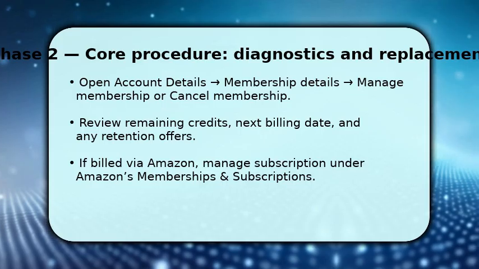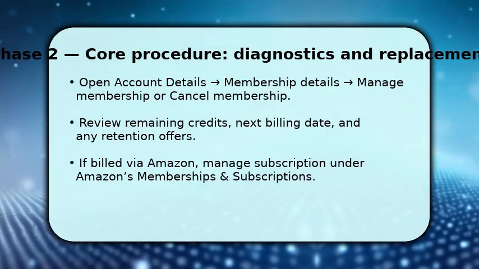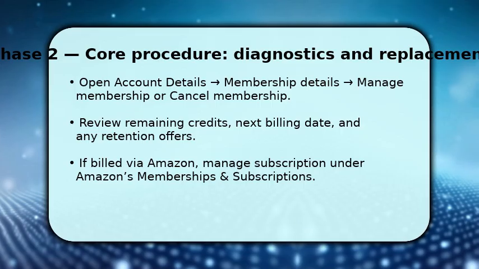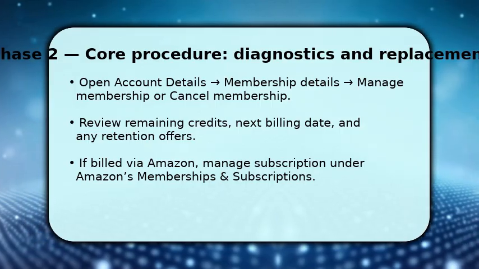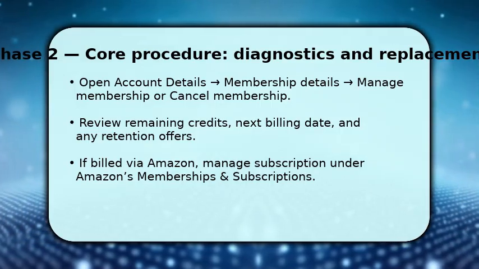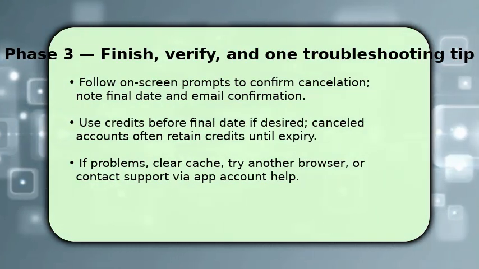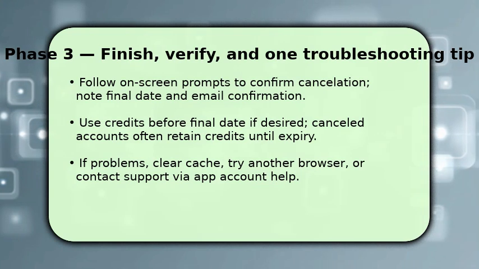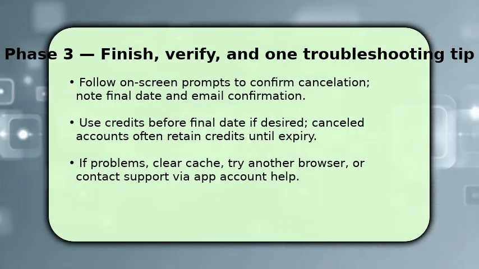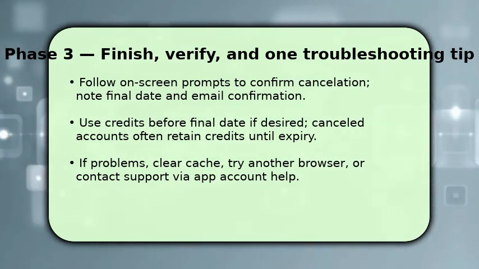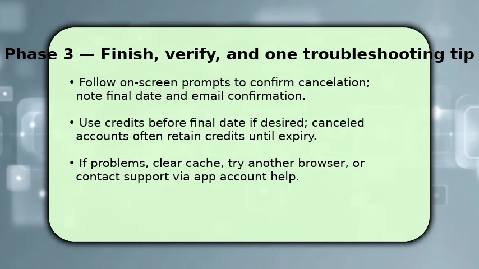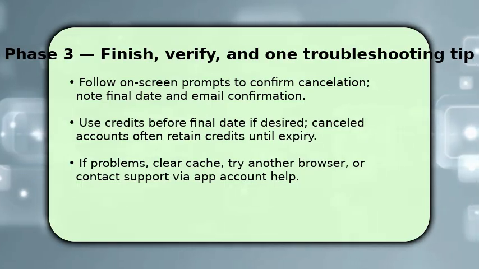If your plan is billed through Amazon, go to Amazon's memberships and subscriptions to cancel. Otherwise, proceed on Audible. Stay on the page until you see confirmation prompts. Finish by confirming the cancellation prompts and noting your final active date. You should get an email confirmation. Keep it. Make sure to use any remaining credits before that date, because credits often stay valid but policies vary.